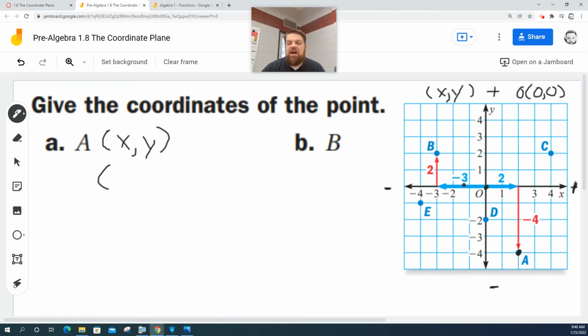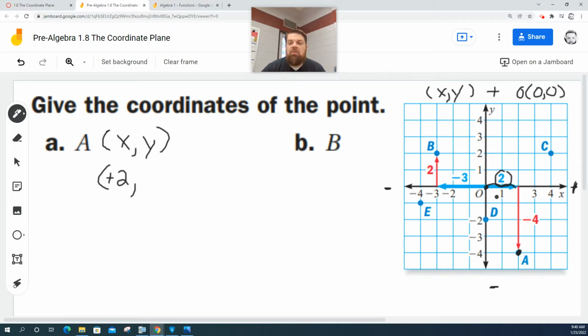So my x value, to get to A over here, I have to go 2 units. See how I go 2 units to get to A? So I'm going to do 2 units to the right. It's positive 2 because I have to go to the right. Now I'm going to draw in the positive 2 so we remember that I'm going to the right.